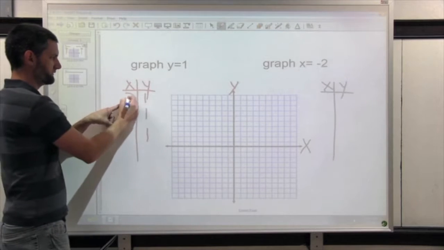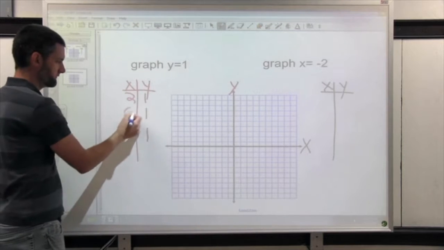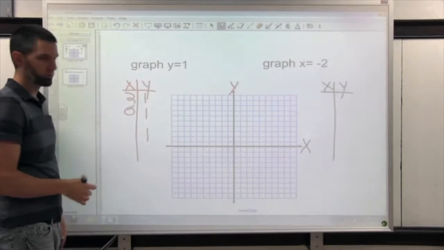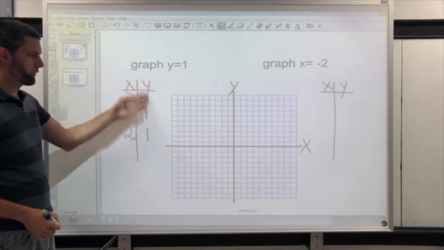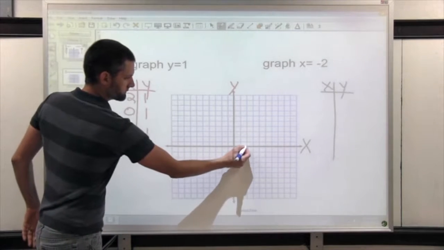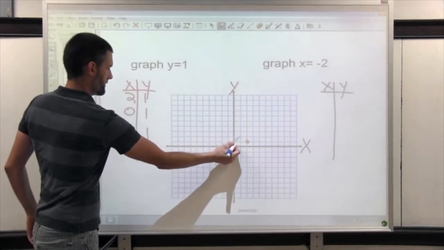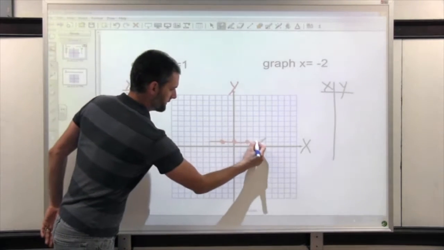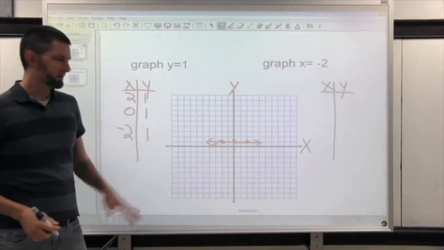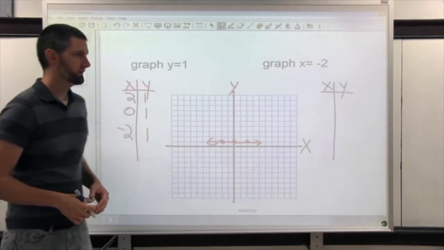For instance, if x is 2, y is 1. If x is 0, y has to equal 1. That's what the equation says. So if we graph some points that have the y value of 1: (2, 1), (0, 1), (-2, 1), we end up with points that are all in a line, and it's a horizontal line.